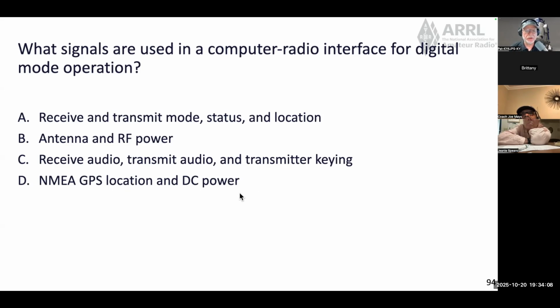NMEA GPS location and DC power. So what are the signals used in a computer radio interface for digital mode operation? It's going to be the same signals that you use when you communicate on the radio: the receive audio, the transmit audio, and the push to talk button. So it's going to be C.